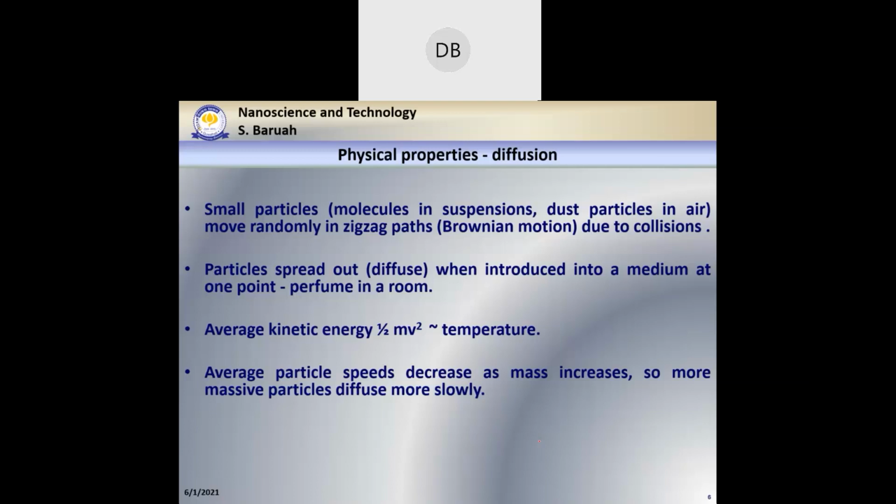If you're doing a marathon or you're running, the fat guys move much slower as compared to the thin ones, right? So the mass plays a big role in the speed at which a particle moves. That's why bigger particles will move very, very slowly. So if your perfume has very big molecules, then those perfumes will take more time than perfumes which have smaller molecules, because smaller molecules will move faster.